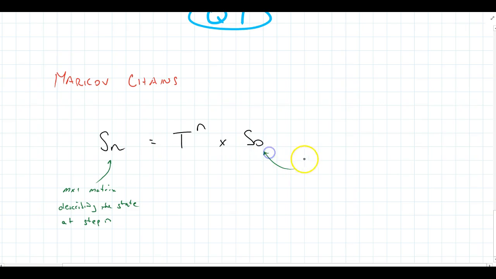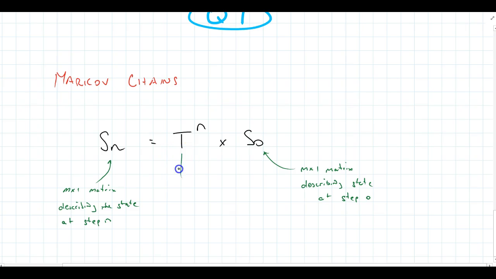S0 is also an m by 1 matrix. That means m rows, 1 column. An m by 1 matrix describing state. This is the initial state, describing the state at step 0. So step 0 is the initial state.